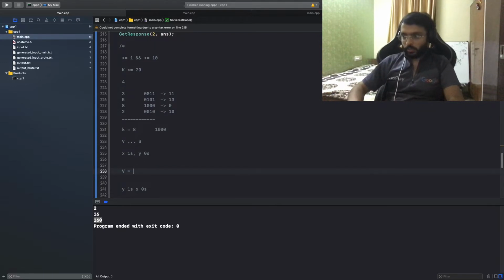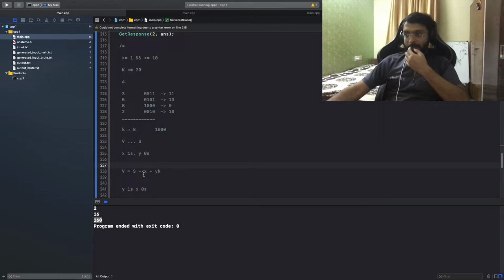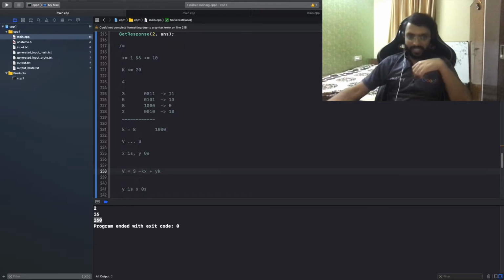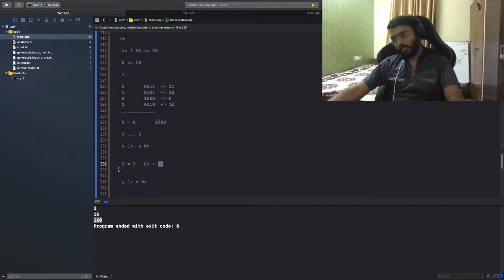So v is equal to s, the initial sum which I had. Let's subtract these number of ones, which is k times x, and then it will add y times k, right? Because this was the initial sum, because of this particular XOR, these x's which contributed k multiplied by x sum, this got decreased, and y multiplied by k sum got increased. And this is the final value which I'm obtaining.